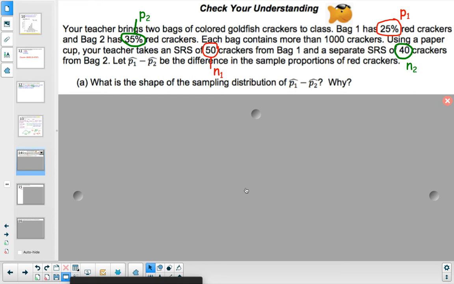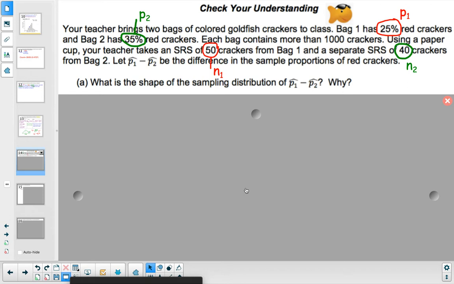10.1a. Let's talk about some goldfish. Your teacher brings 2 bags of colored goldfish crackers to class. Bag 1 has 25% red crackers, and we're going to call that P1 in red. And bag 2 has 35% red crackers. Oh, and green, but different. Each bag contains more than 1,000 crackers.